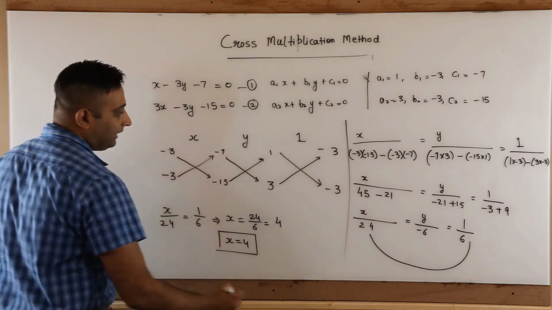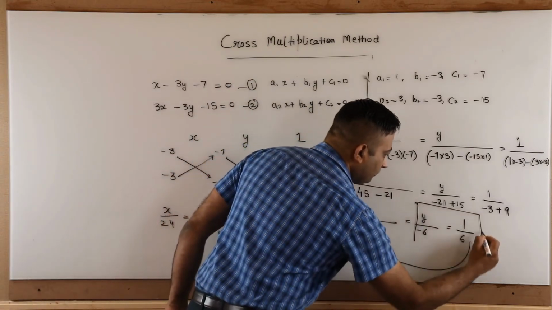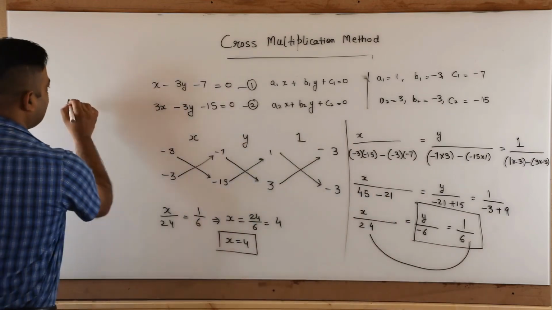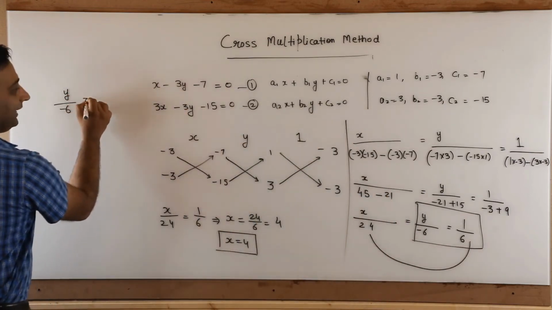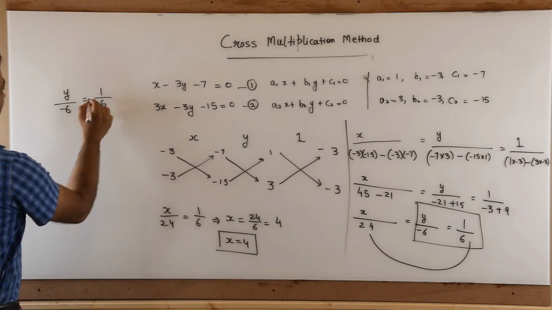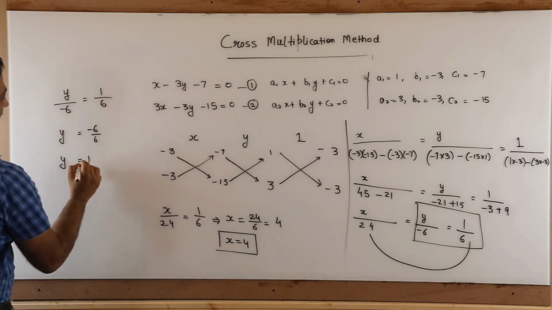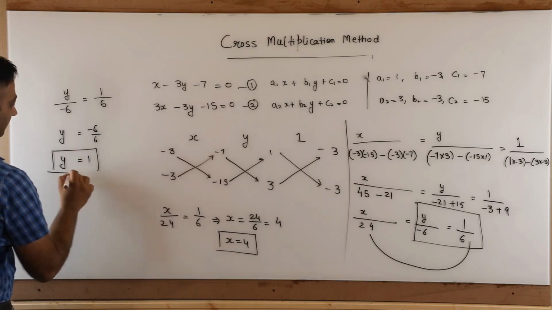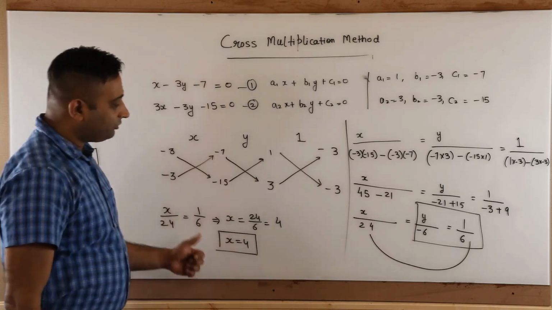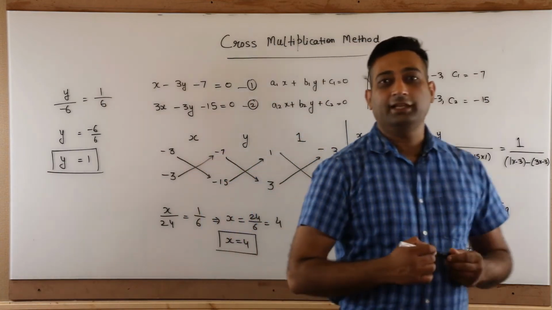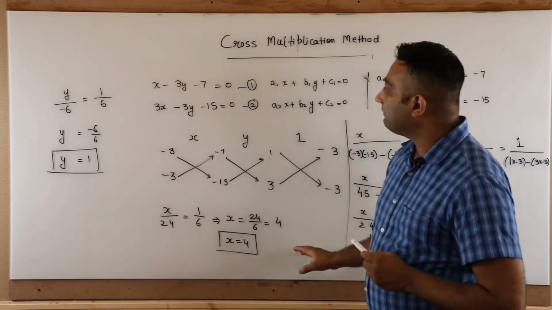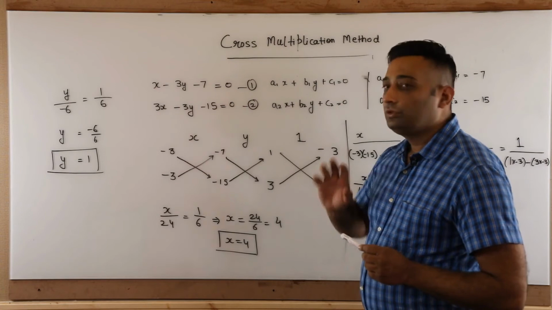Now let us equate these two ratios, that is y by minus 6 equals 1 by 6, that is y is equal to minus 6 divided by 6, that is y is equal to minus 1. So we have obtained the values of x and y. We can easily verify by putting these values in the two equations.